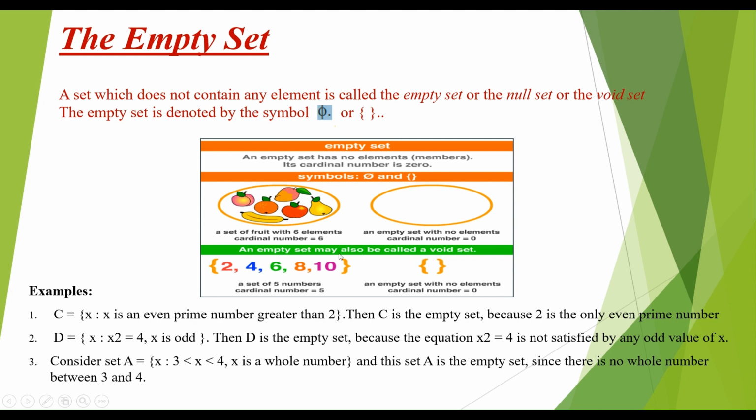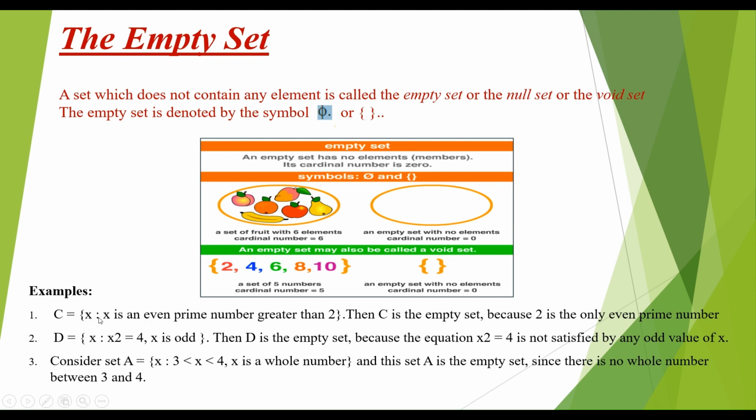Remember this. A set of 5 numbers, that is 2, 4, 6, 8, and 10, has cardinal number 5. Then in this example there is no element, so we call it a null set or an empty set, and the cardinal number here is 0. I hope you have understood this with an example. Now we will take some examples and understand it more clearly.